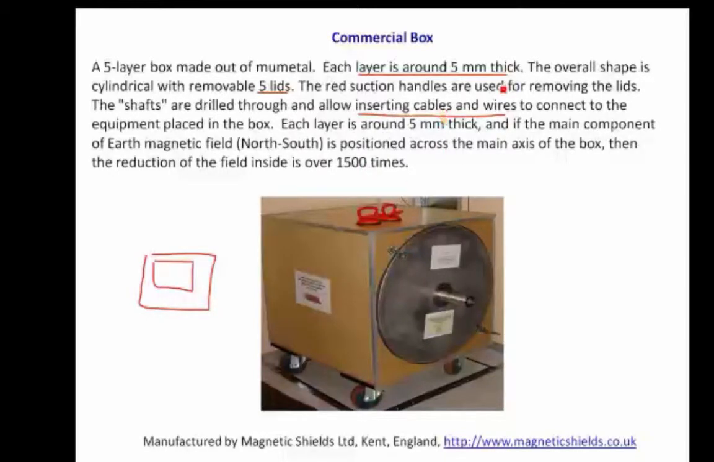If you want to do the best job of getting rid of the Earth's magnetic field, you want to tip this so that one of these surfaces of the cylinder is pointing towards the direction of the field. That will reduce the field inside by over 15,000 times. Here's the URL for this particular box. There are other manufacturers, but I just wanted to show you what they look like.